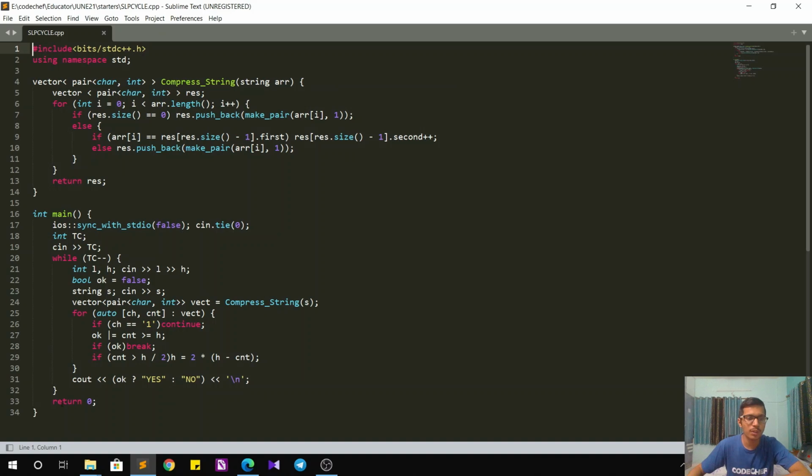You can see the code. It's pretty much easy to understand, only that you need to maybe write your own function to compress the string, or you can even do it using a simple for loop, but you have to handle some corner cases in that case.